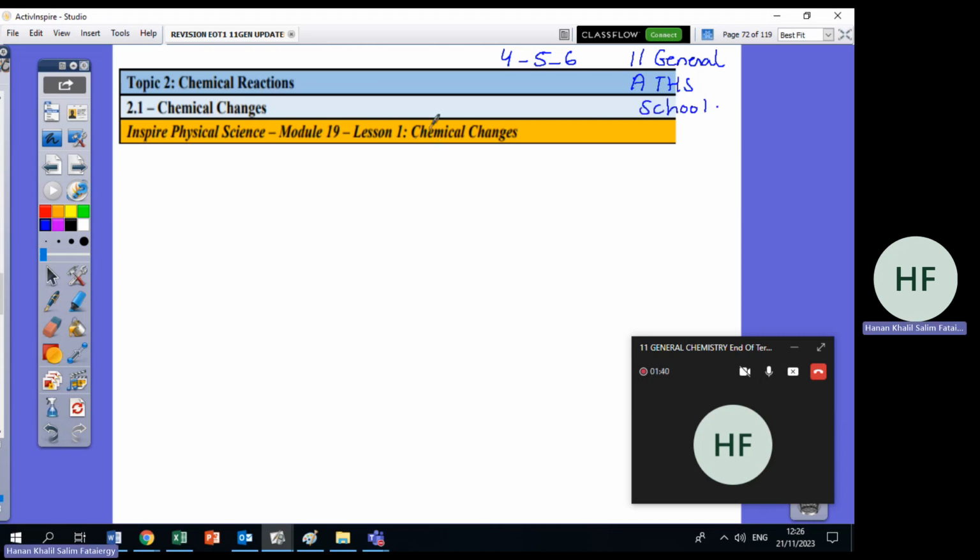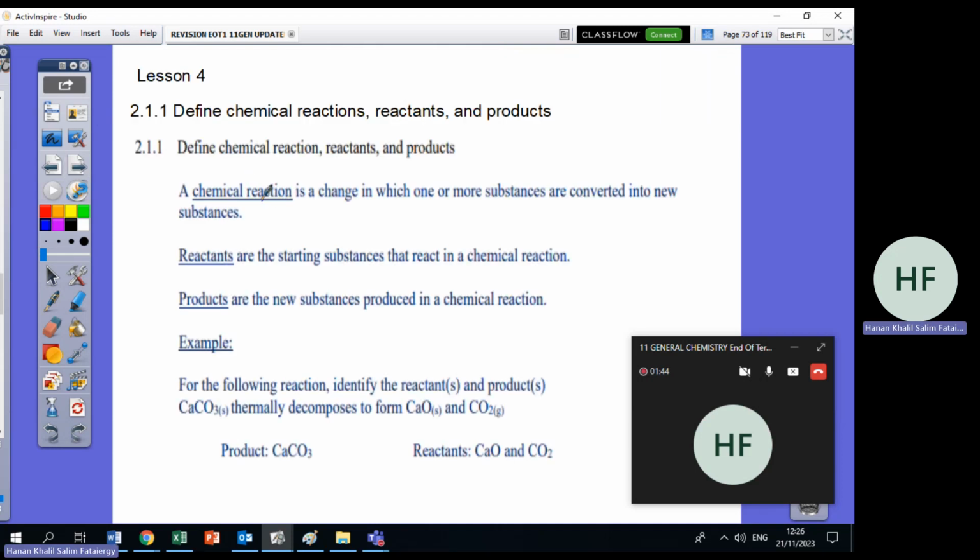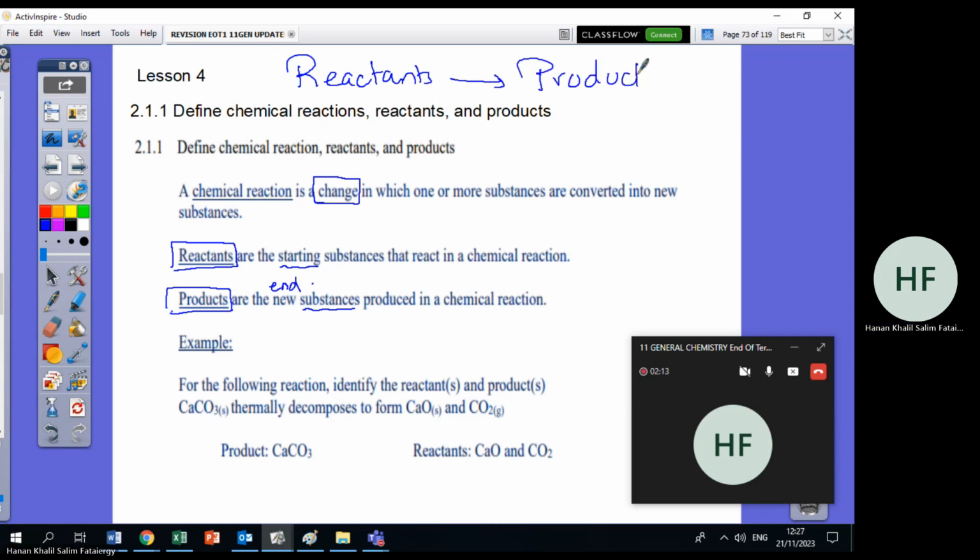Now the title of the lesson is chemical changes. You need to know 3 words. Number 1 is a chemical reaction. A chemical reaction is a change. It is very important to know that there is a change. Then there is the word reactants and there is the word products. Usually reactants are the starting substances, products are the end substances. So any chemical reaction is represented by reactants, arrow, products.